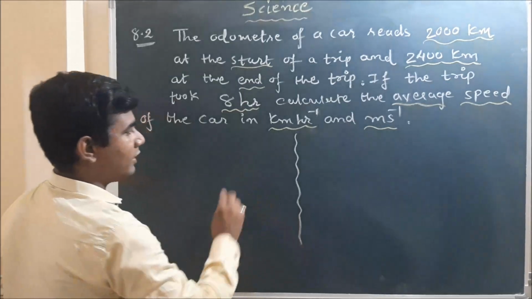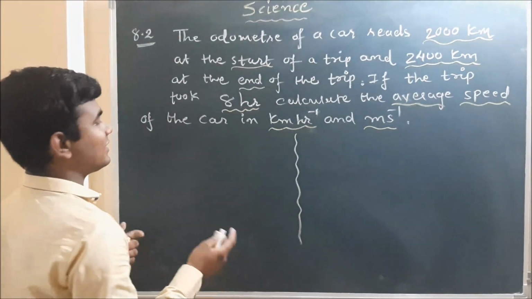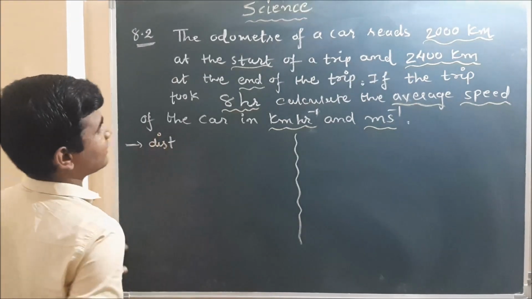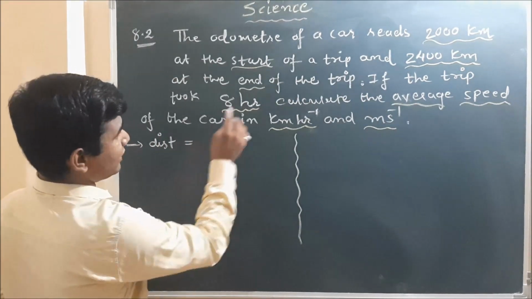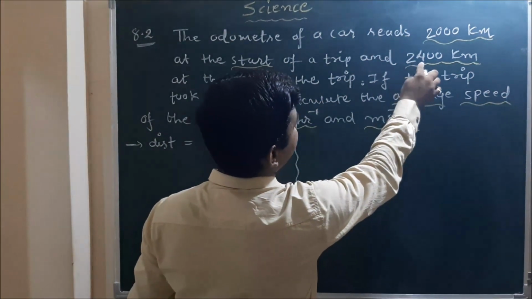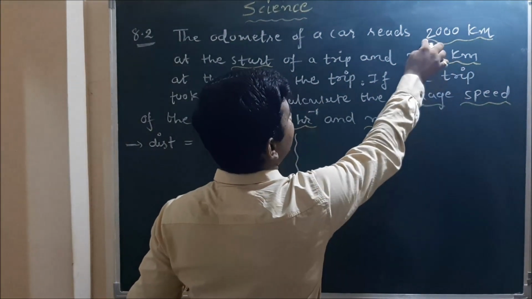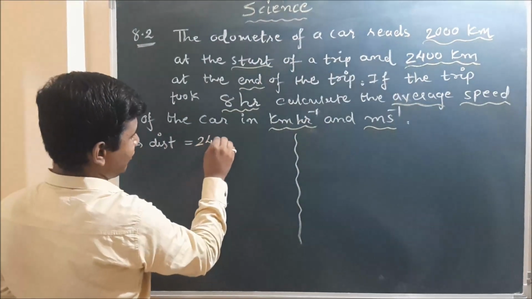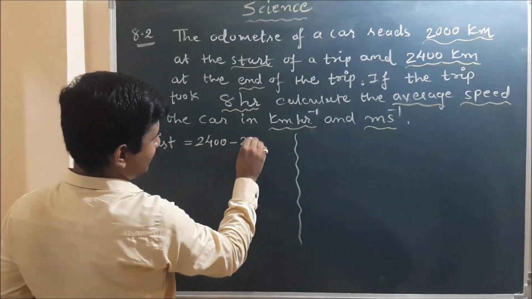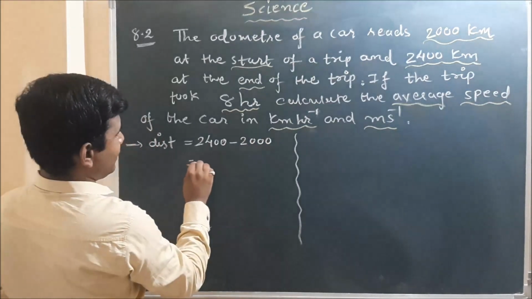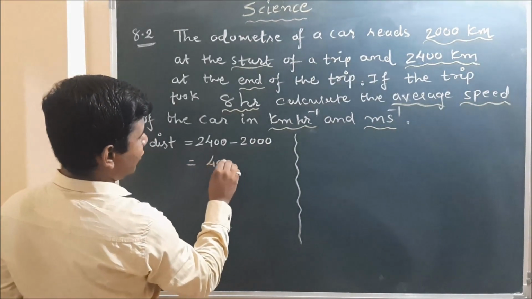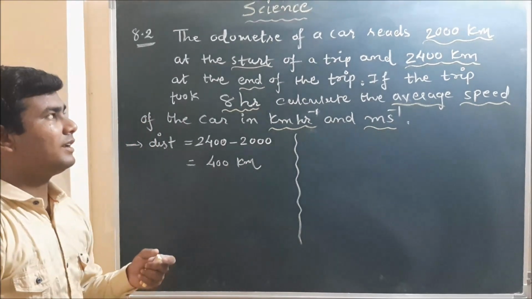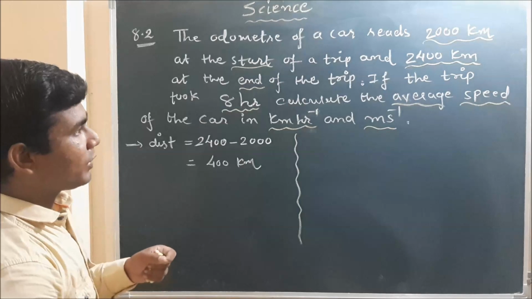First of all, let's find out how much distance we have traveled. Distance traveled is simple: at the end of the trip we are getting 2400 kilometers, and at the beginning it was 2000 kilometers. So we will get 2400 minus 2000, which is 400 kilometers, the distance traveled by the car.